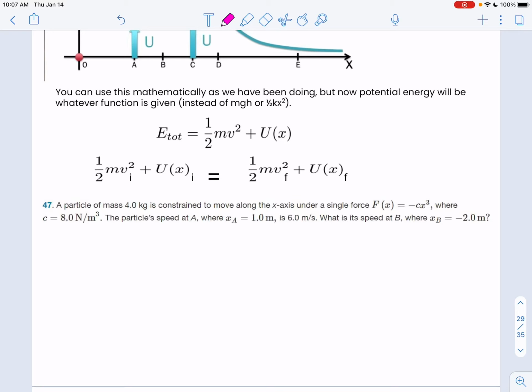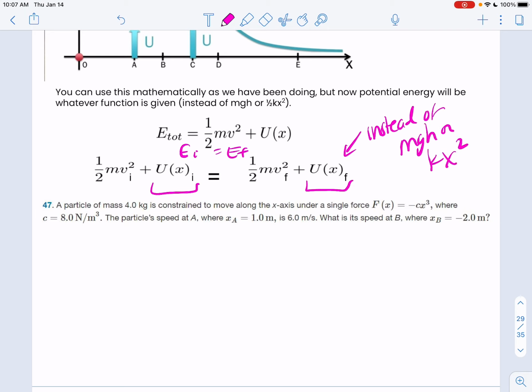On the potential energy curve, you're still going to have your energy initial equals energy final. You're still going to use 1/2 mv squared, but you're going to have this potential energy function instead of mgh or 1/2 kx squared. The rest of it is all the same thing.